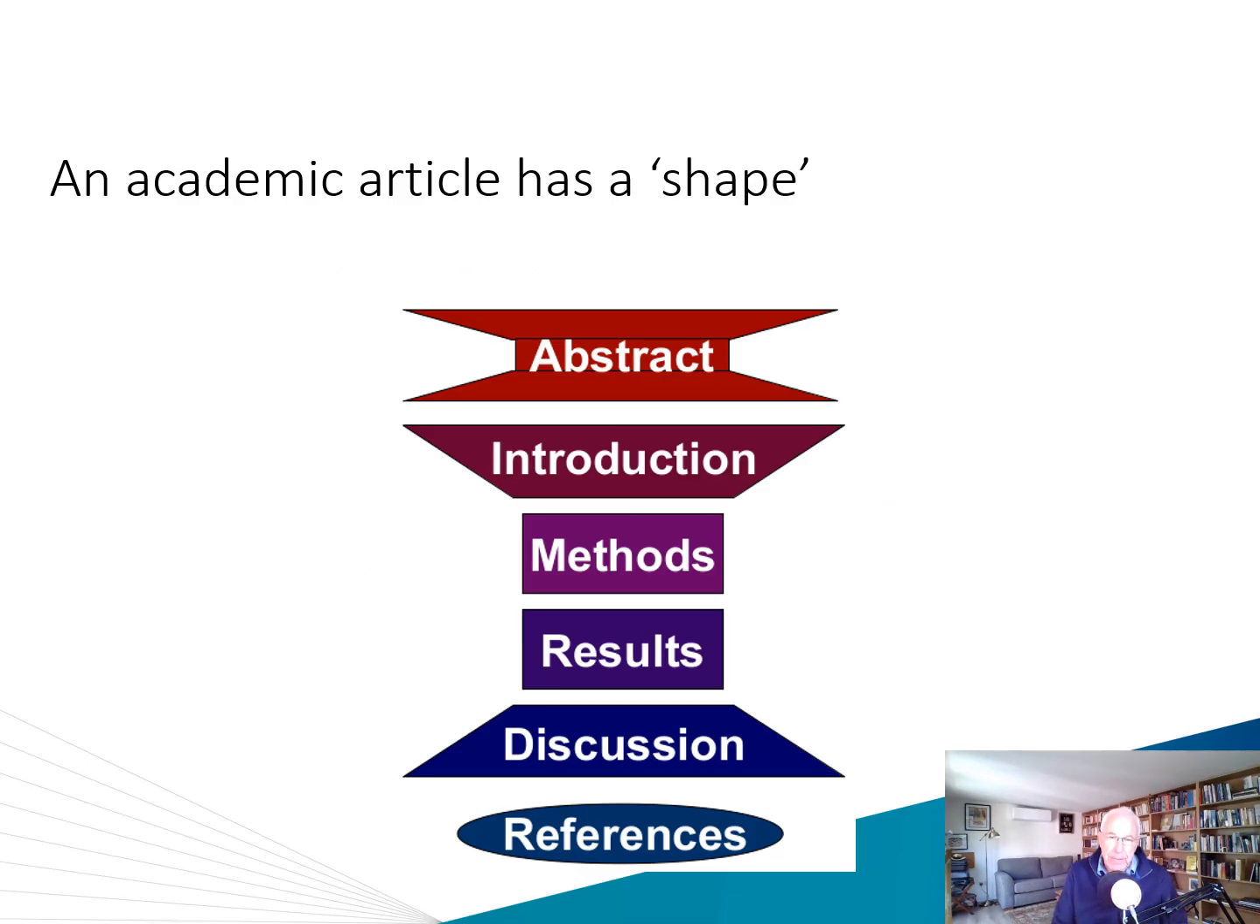Now, it's worth remembering that an academic article has a shape. I'm not sure how best to describe this in a way that you would be familiar with. We call this an hourglass shape, or a shape like a spool for thread. Anyway, the point is that articles are bigger near the beginning and bigger at the end in two senses. One, the beginning and the end usually contain more words, but also they are read more.